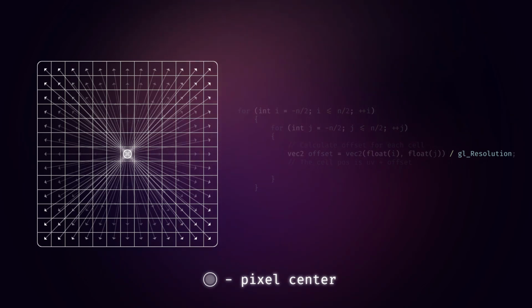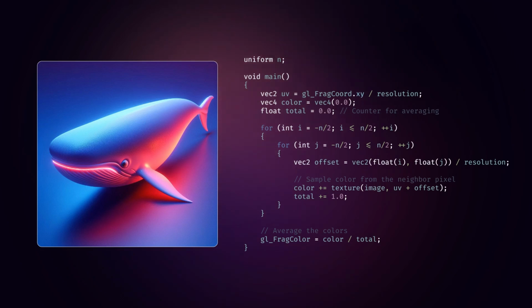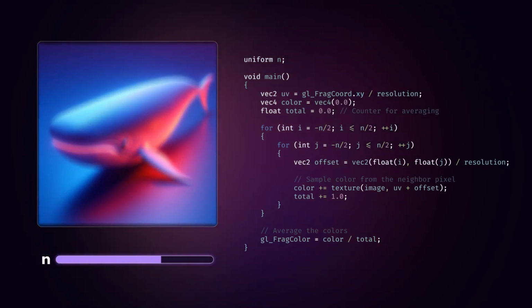Now we read the color of each neighboring cell and average them together, so every image pixel's color depends on its neighbors. You might notice that the greater the n, the stronger the blur is. This is called the box blur.